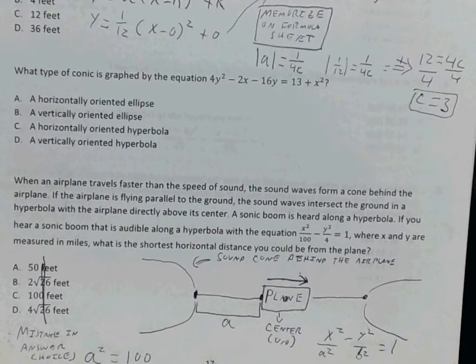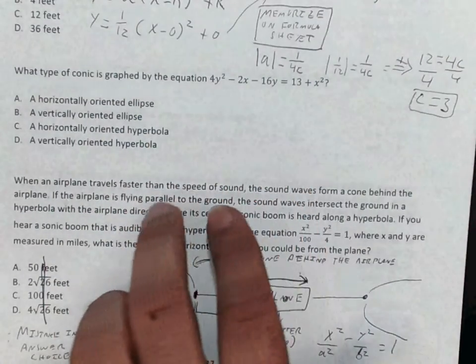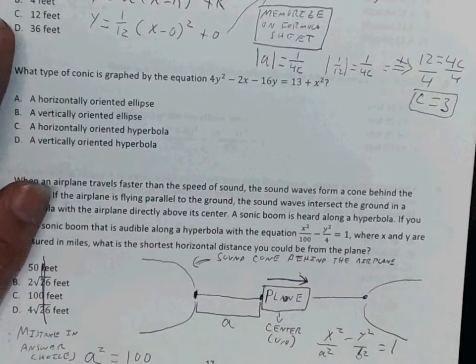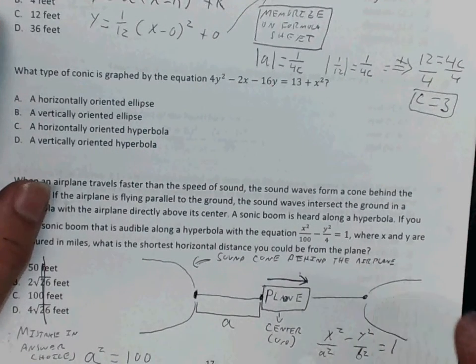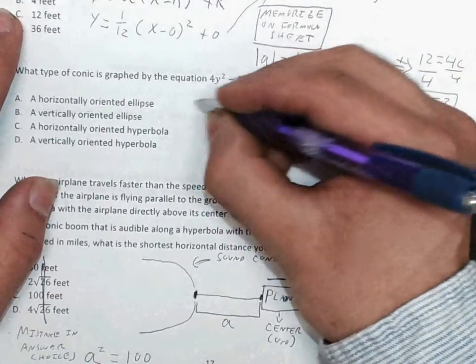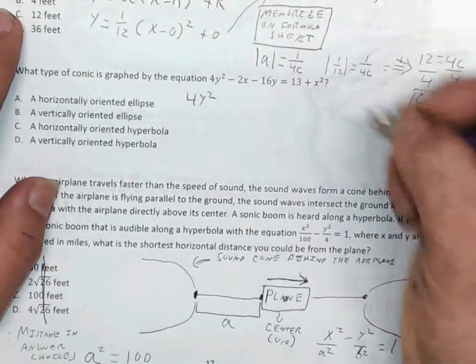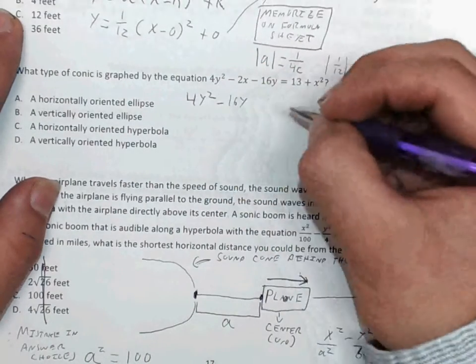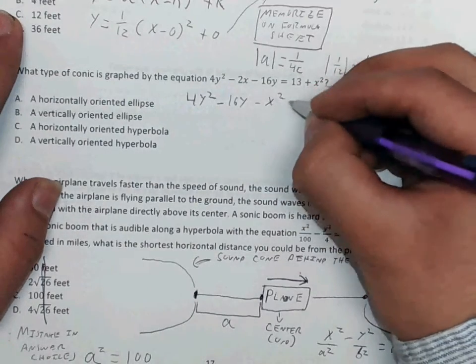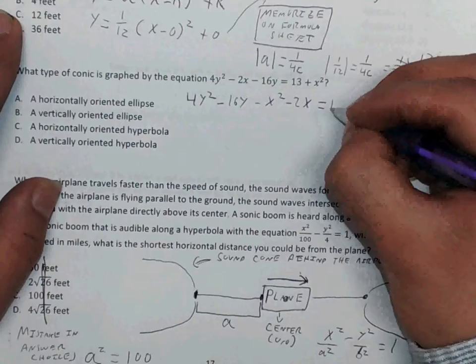Alright, the type of conic graphed by the equation 4y squared minus 2x minus 16y is equal to 13 plus x squared. So in order to find the type of conic, let's take some practice grouping our terms together and finding the conic. Let's put the y squareds together, the x squared together, and the constant on the other side. So we'll have 4y squared minus 16y minus x squared minus 2x is equal to 13.